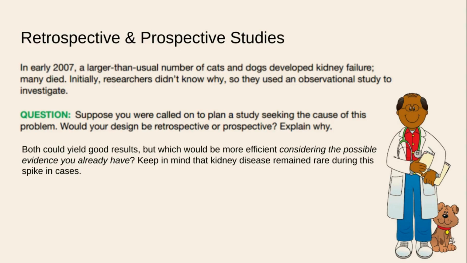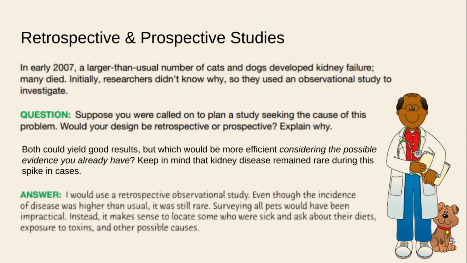All right, hopefully you've given it some thought. If you need some more time, pause the video. If not, let's continue. So the book answers, I would use a retrospective observational study. Even though the incidence of the disease was higher than usual, it was still rare. Okay? Surveying all pets would have been impractical. Instead, it makes sense to locate some who were sick and ask about their diets, exposure to toxins, and other possible causes. So we're looking at information we already have.